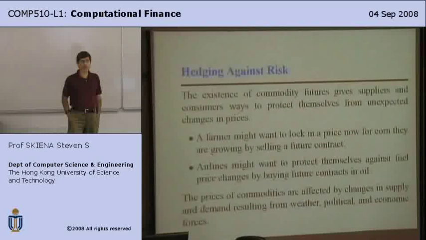So why do they have these future contracts? Any questions about what future contracts are? Why is it that these exist in a philosophical way? The good thing about commodities futures is they give a way for both suppliers and consumers to protect themselves against changes in prices, to hedge risk. That's really what the idea here is.